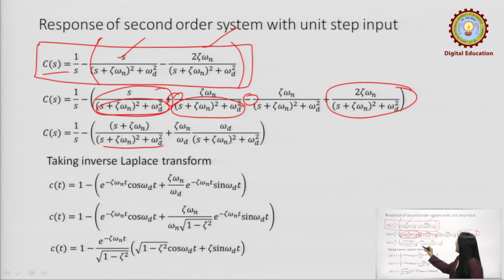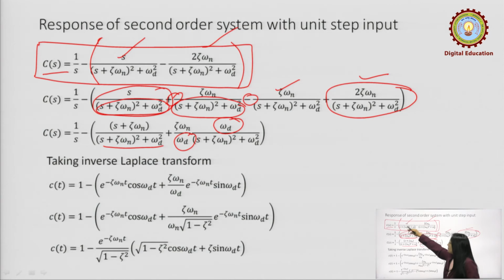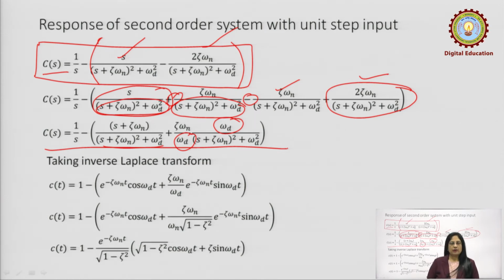So, zeta omega n upon omega d, we are just subtracting these two quantities, we get a positive value, and this omega d is added, divided and multiplied again for manipulation. Zeta omega n upon omega d, this term. So, from this set of equations, now we have come to this part, which is now possible. Now, we can apply the inverse Laplace transform rules to obtain the value of the output response in terms of C of t.